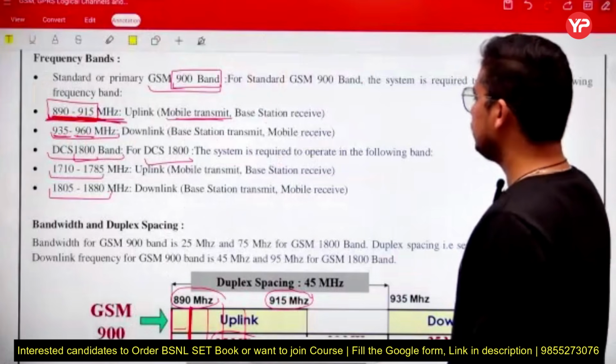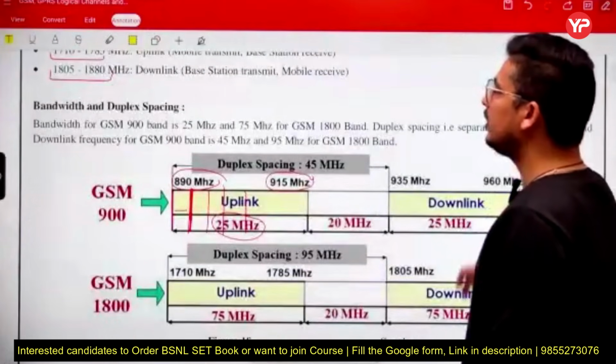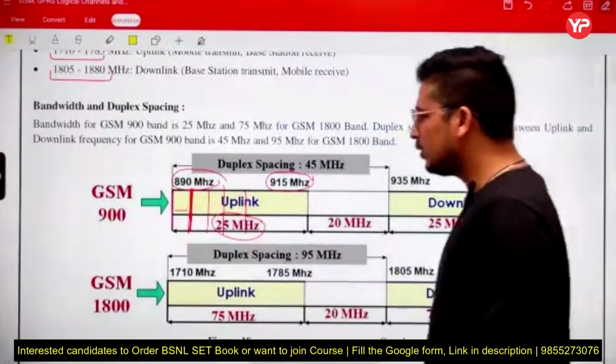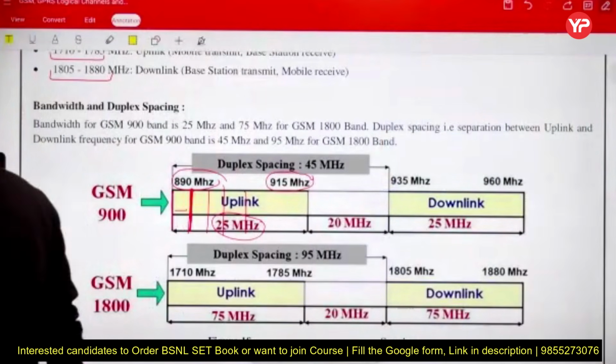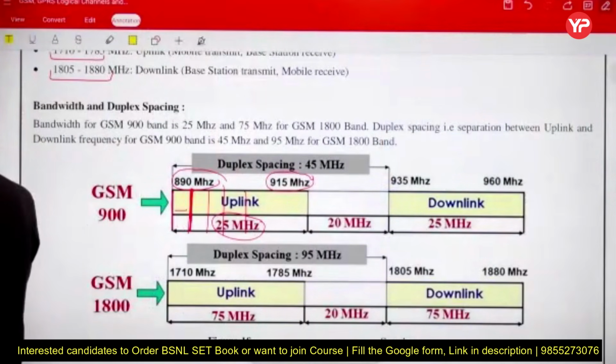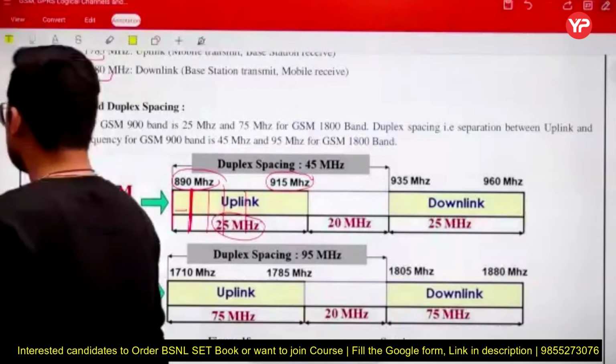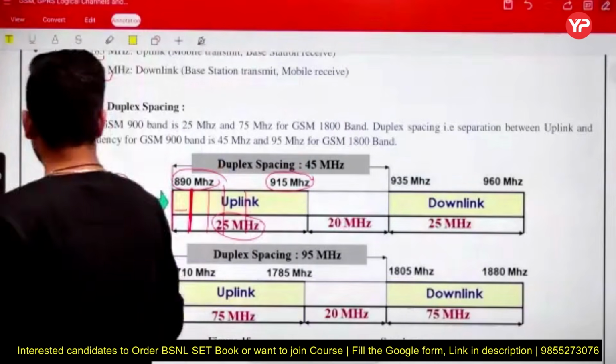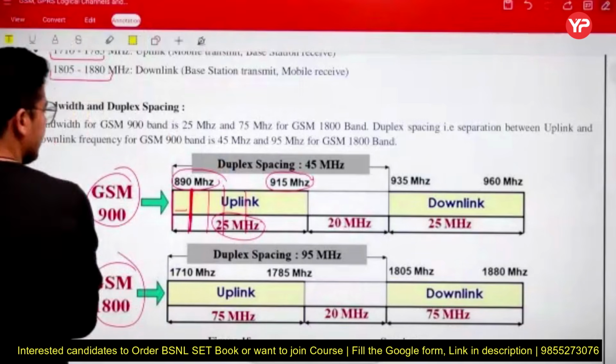Okay, let's come to this part. Now, bandwidth and duplex spacing, what are these two things? Did you understand the previous thing or not? Should I repeat that? What is DCS? You got it? Clear. So basically, when we are talking about the bandwidth and duplex spacing, what is happening here? Whenever we are talking about the GSM 900 band, this is GSM 900, and this is GSM 1800.